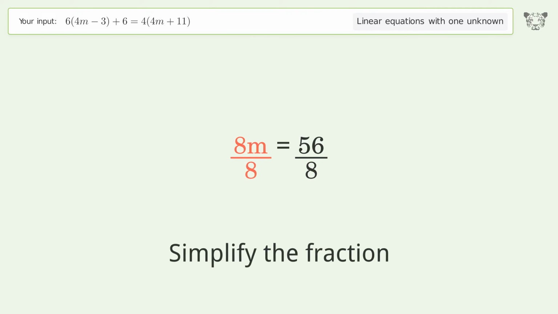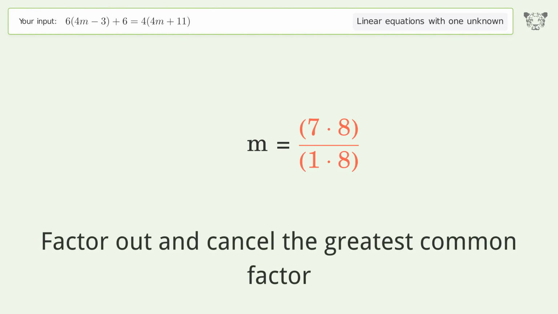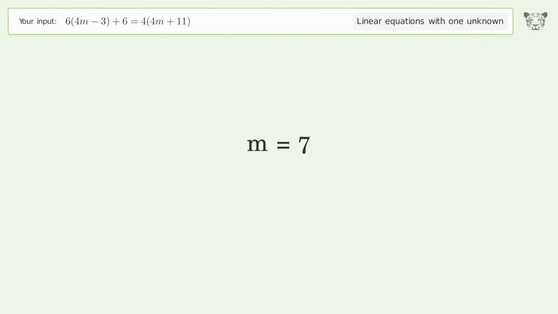Simplify the fraction. Find the greatest common factor of the numerator and denominator. Factor out and cancel the greatest common factor. And so the final result is m equals 7.